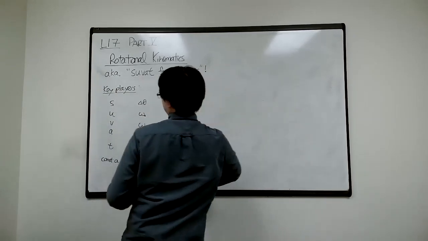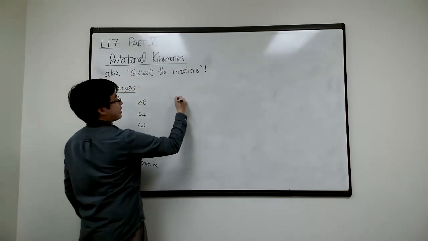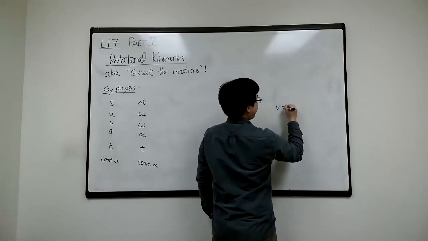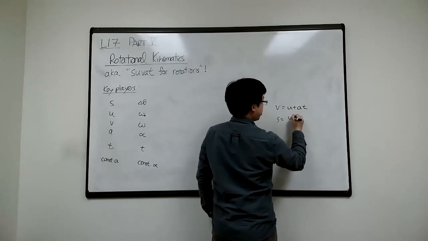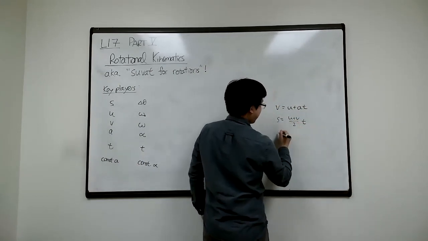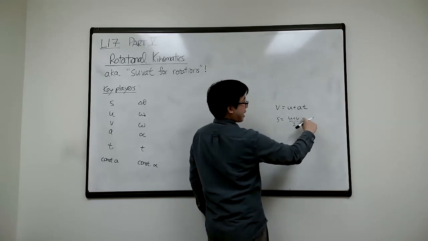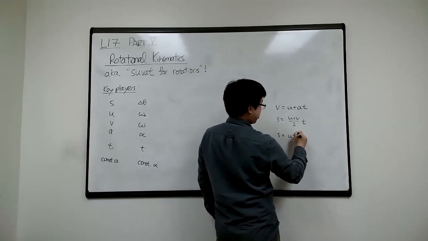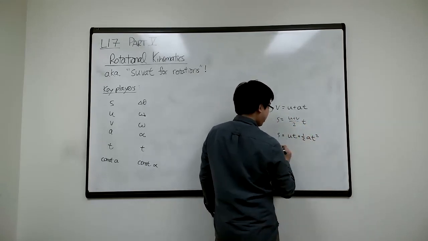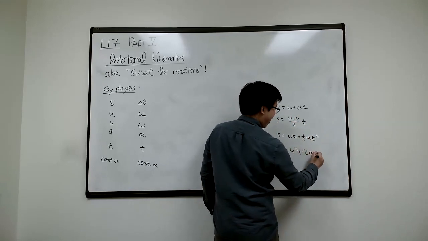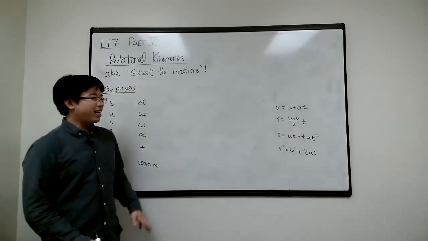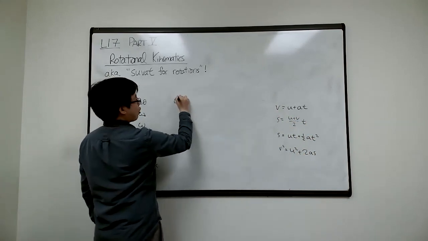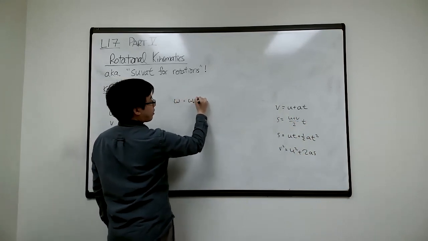And for the kinematics equations, we start with the linear ones. Remember, the linear ones were v equals u plus at; s equals u plus v over 2 times t, which is basically average velocity times time, since average velocity is displacement over time; s equals ut plus half at squared; and v squared equals u squared plus 2as. Hopefully it's not too long ago. Now you just translate: omega equals omega naught plus alpha t.